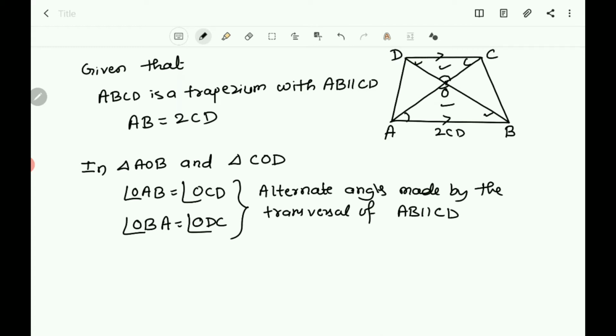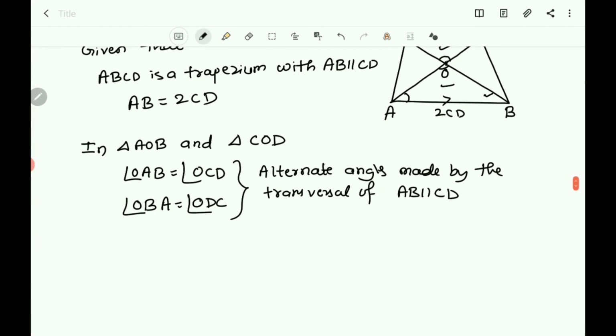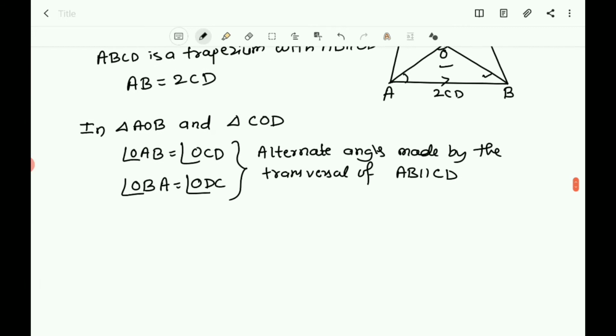Here it is given that AB is parallel to CD. So here AC is a transversal. Therefore angle OAB and OCD become alternate angles, and also DB is a transversal. Angle ABO and angle ODC are also alternate angles made by the transversal. Now you have two pairs, so it is enough to show that they are similar. Therefore you can write triangle AOB is similar to triangle COD.